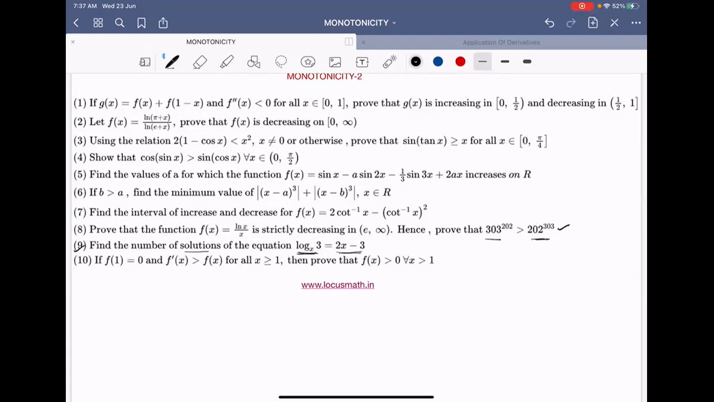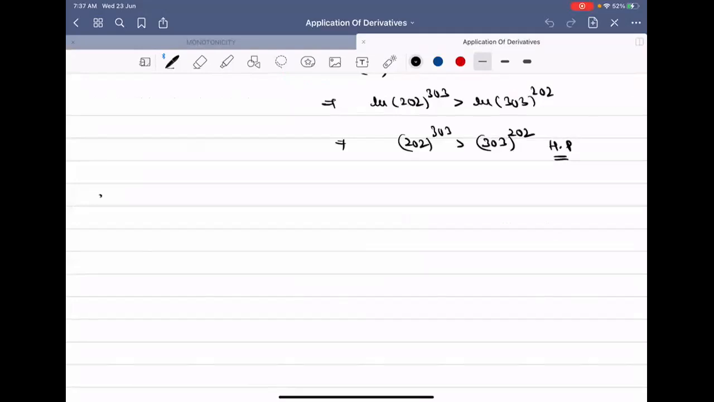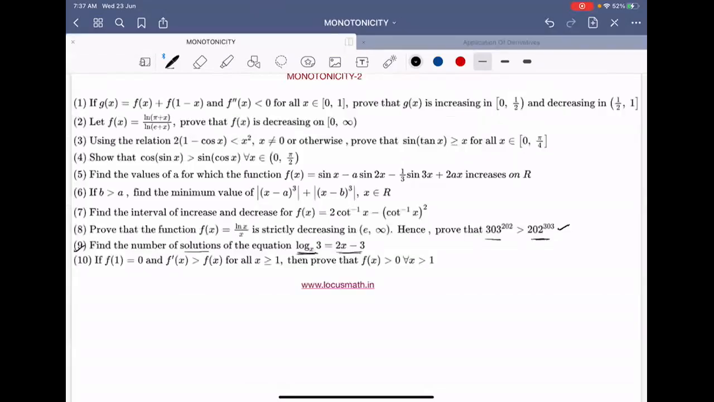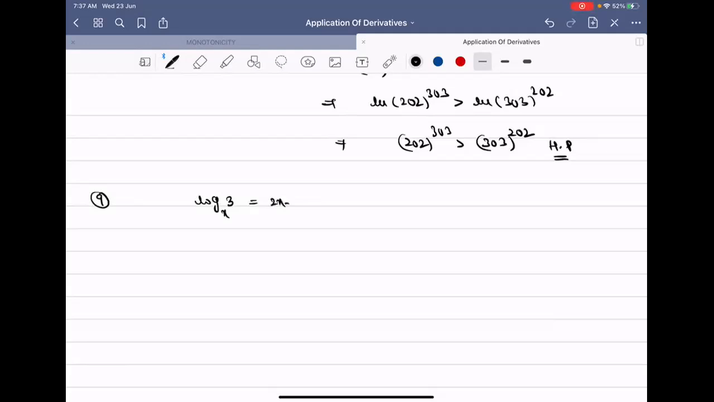Find the number of solutions of log base x of 3 equals 2x minus 3. This is question number 9. Now we will take y1 equal to log base x of 3, and y2 equal to 2x minus 3.